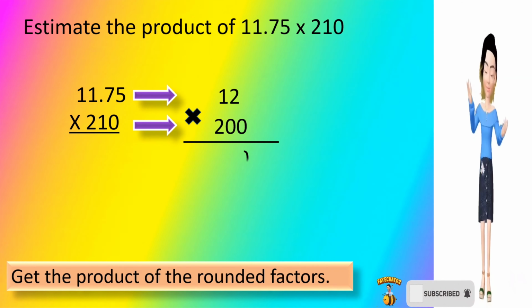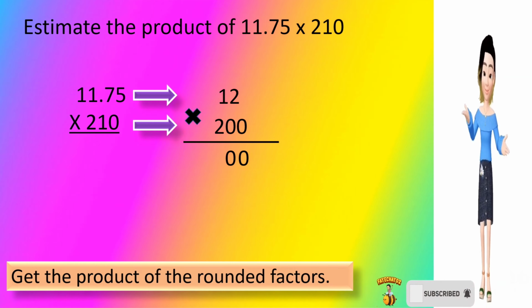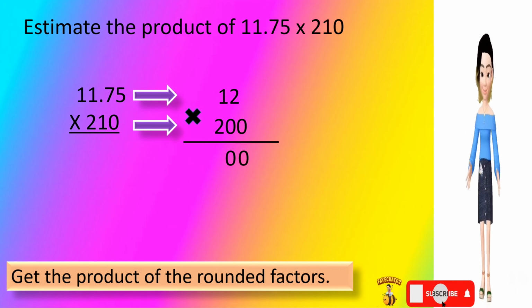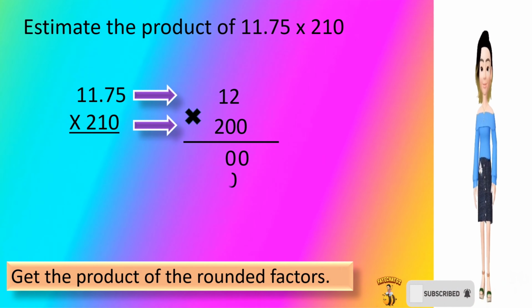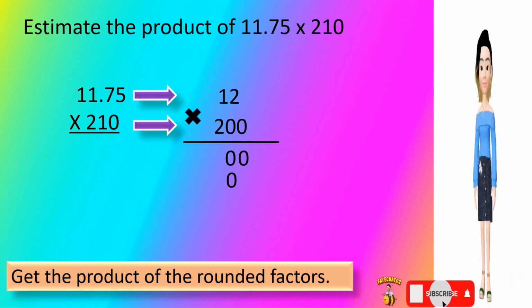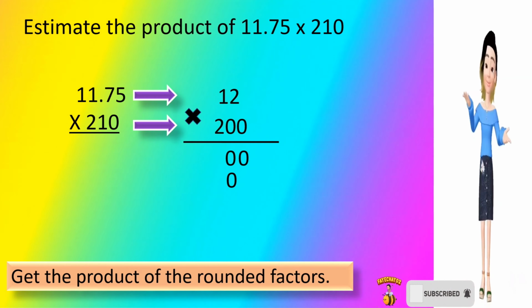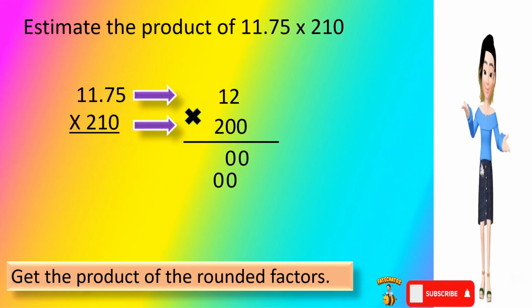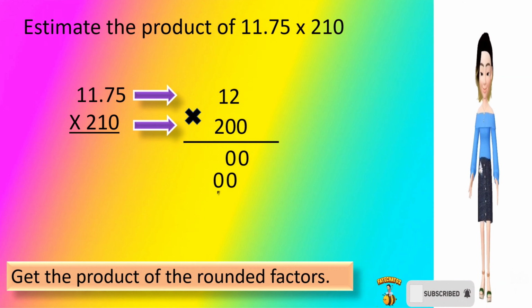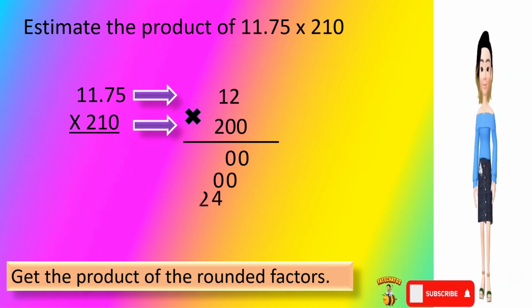0 times 2 is 0. 0 times 1 is 0. Then 0 times 2 is 0. We will put 0 on the next row. Then 0 times 1 is 0. Then we have now 2. 2 times 2 is 4. 2 times 1 is 2.